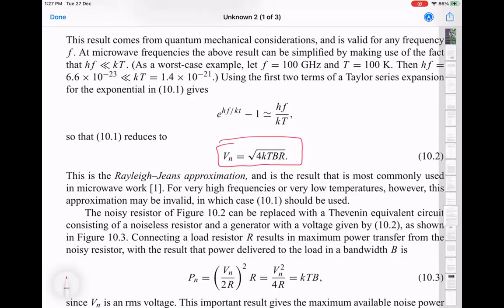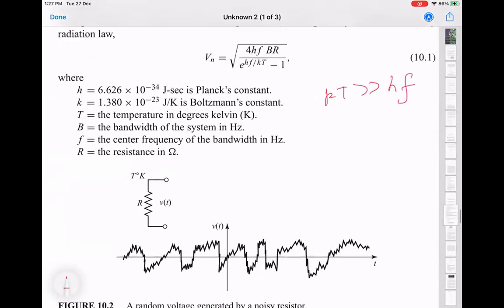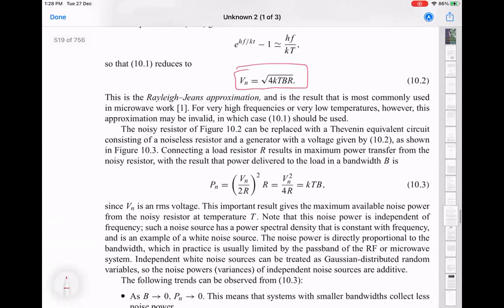And this is also called the Rayleigh-Jeans limit, because this is basically when you say kT is much greater than hf, which means f is very small, or equivalently wavelength is very large, which is the Rayleigh-Jeans limit of Planck's radiation law. Okay. So this allows us to connect temperature and resistor to a level of noise. So you can equivalently use them to represent each other.